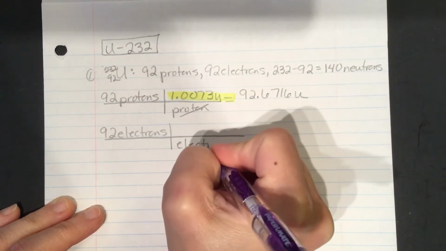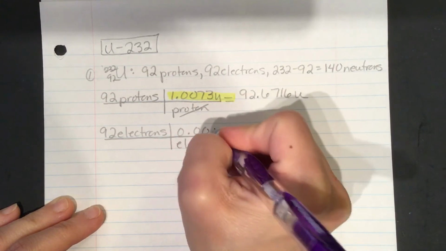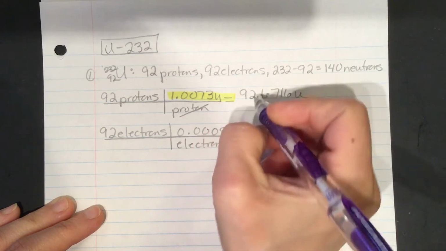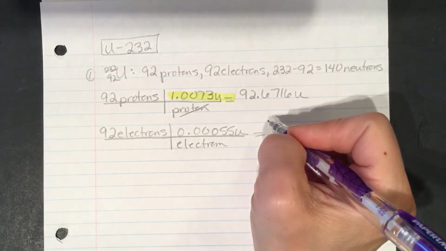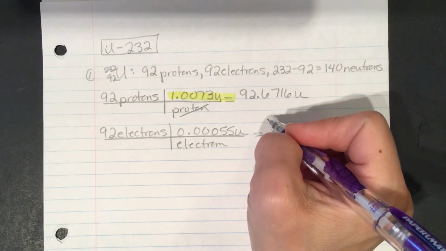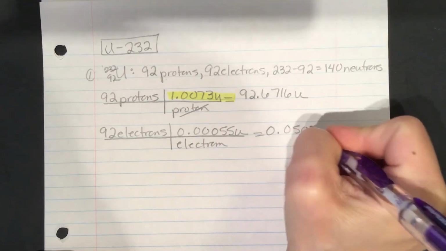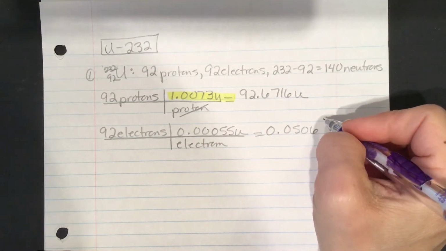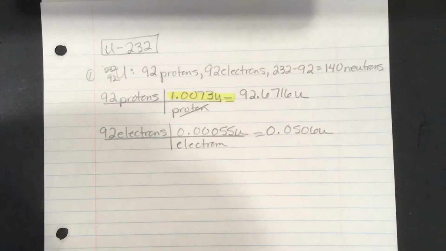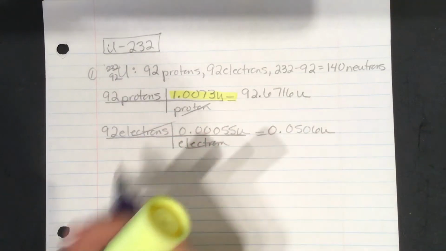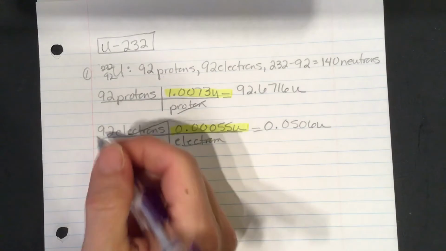An electron has a mass of 0.00055 mass units. For 92 electrons, that is 0.0506 atomic mass units. And again, this number here will stay the same for all of our calculations.